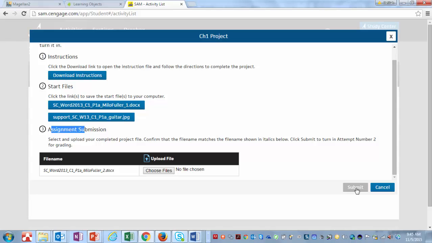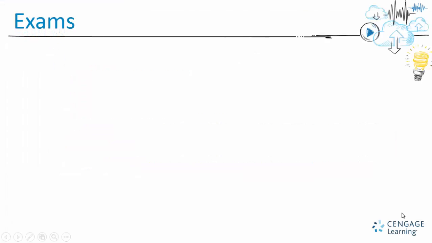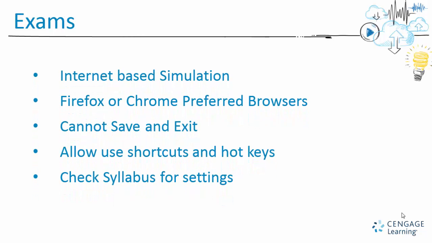Let's take a look at some other activities. The next type of activity we'll explore are exams. The exams are going to be completed via the internet because they are a simulation. Students don't have to actually be within Microsoft Office to complete one of the exams. The preferred and recommended browsers are Firefox and Chrome.